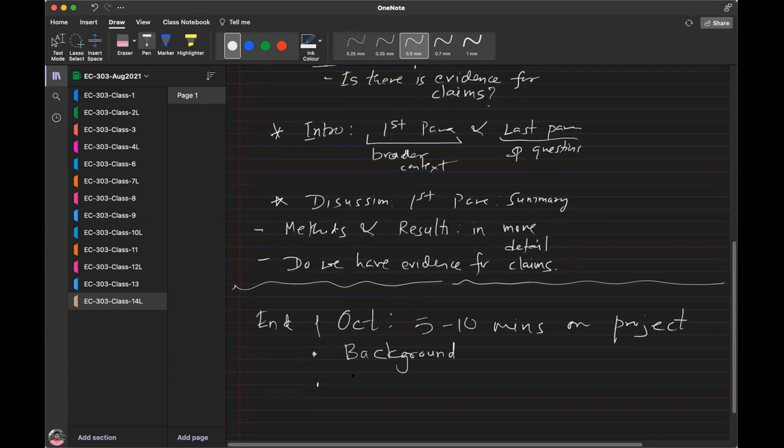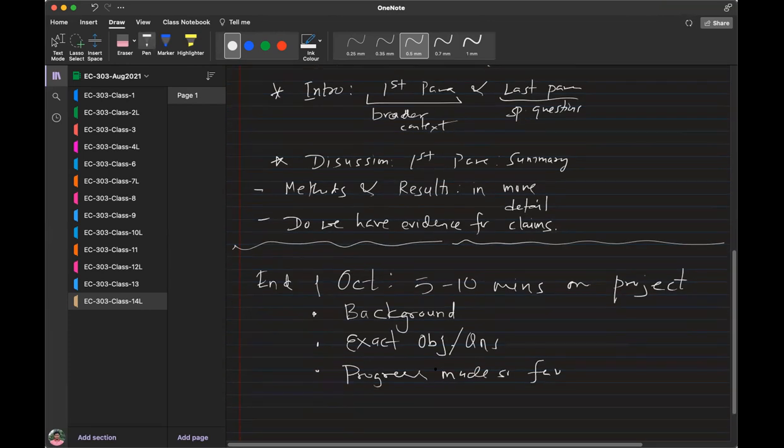Okay, and the exact objectives of your work, the exact objectives or questions we are addressing, and the progress made so far. So if you are 3 members, you can split your presentation according to these 3 parts. Make it accessible to everyone.